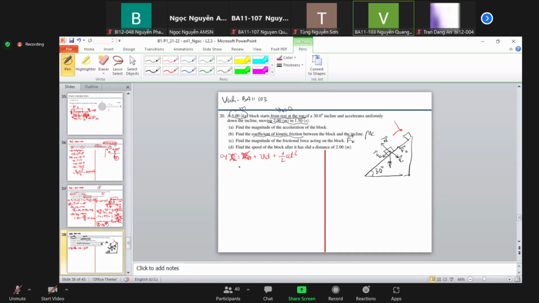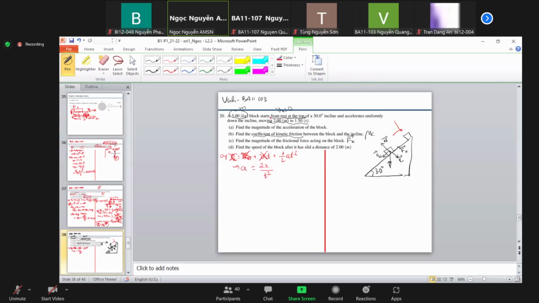Yes. Okay, and v0 also equals 0, because it moved from rest. So we have v0 equal to 0, and acceleration a equal to 2x over t squared.